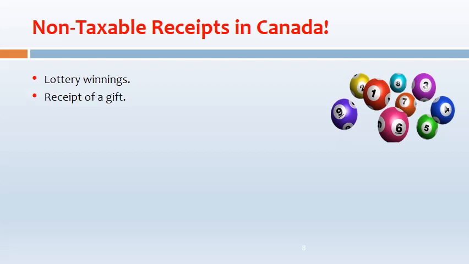Receipt of a gift. If I receive gifts, I'm generally not taxed on that. If somebody, a nice friend of mine, gives me $10,000, super. I don't have to include that in my income. Thanks, friend. What about an inheritance?